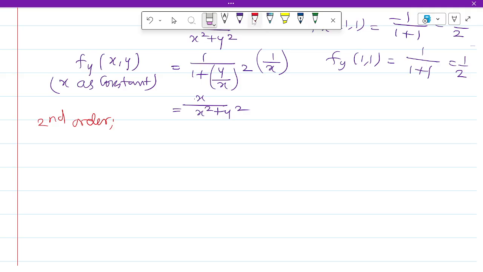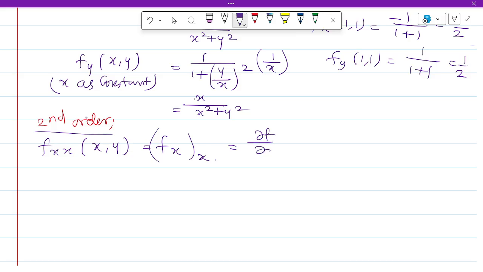When you are finding the second order values, you can find fxx. See, fxx of x comma y means you are differentiating fx with respect to x again. That means dou f by dou x with respect to x again. Otherwise we can write this as dou by dou x of dou f by dou x. That means you differentiate dou f by dou x with respect to x again. Here also you have to keep y as a constant.